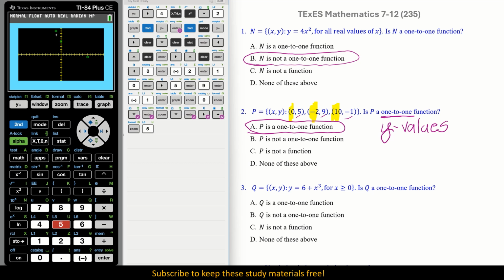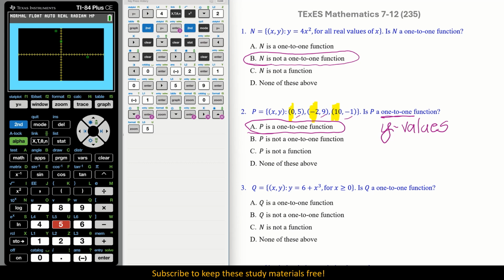Okay, so as you can see, if I did a horizontal line anywhere near or through any of these points, I'm not going to get a repeat. So yes, we have verified graphically.